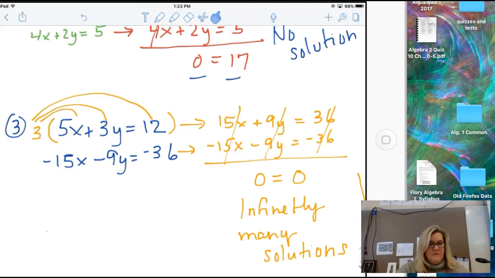Okay? So if you have a question about that, this would be a really good time in your notebook to write down a question about why it is infinitely many solutions, or what makes something no solution, or how do you determine which one to eliminate, x or y. If you have a question, put it in your notebook, and we'll be happy to answer it when we see you next time. Okay, and our last one is going to be a word problem.